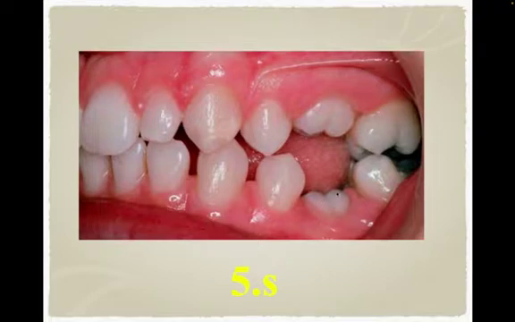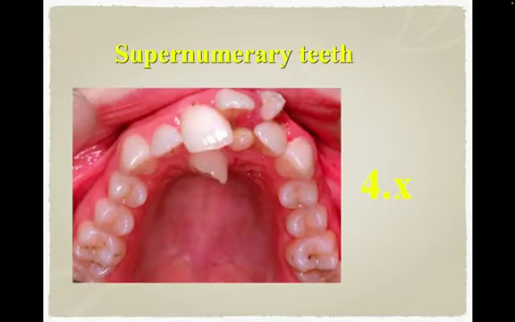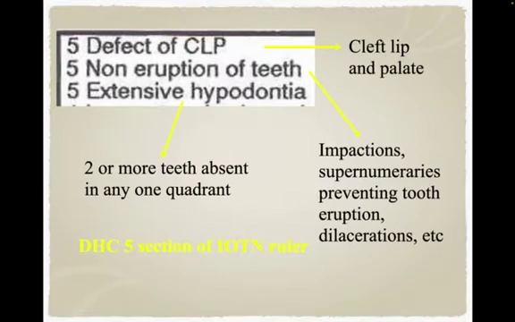So if you have a submerged tooth where only the cusps are seen, and the neighboring teeth are tipped, we call that 5S. If the tooth is tipped against another tooth to erupt, like this 6 here, erupted against the 5, that goes to a 4T. We have a supernumerary tooth that erupted into the oral cavity and requires treatment, that goes into 4X. However, a slight discrepancy in the buccal segment, as you can see here, goes to a 2G, which means that it doesn't need treatment.